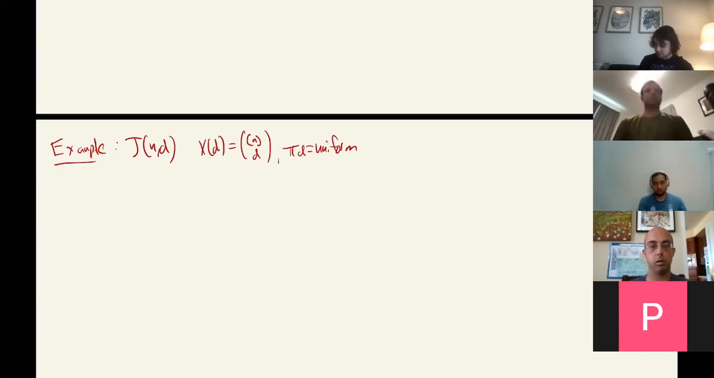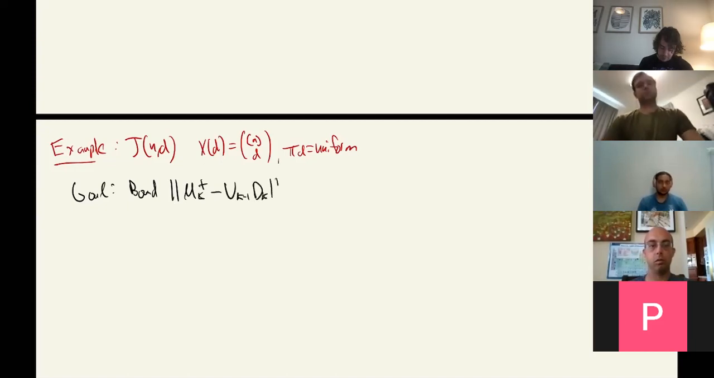Okay, so what do we need to prove? In general, our goal is to bound, for all k between 0 and d, the spectral norm of M_k^+ minus the lower walk, U_{k-1} D_k.